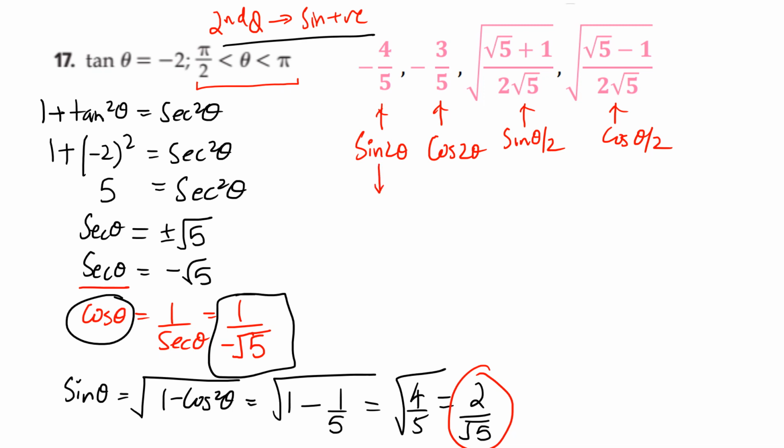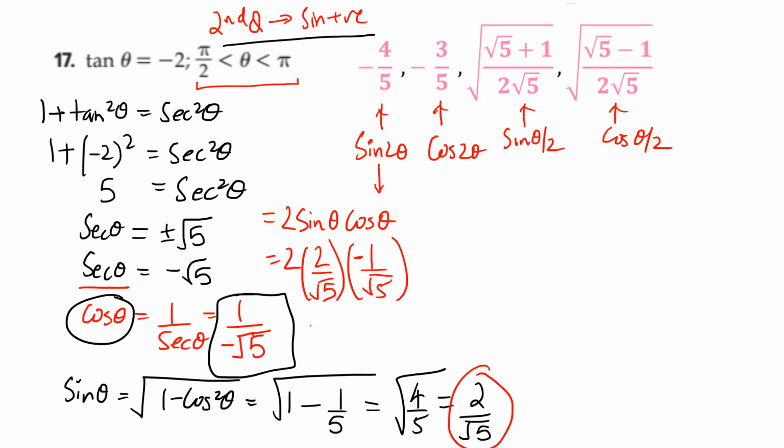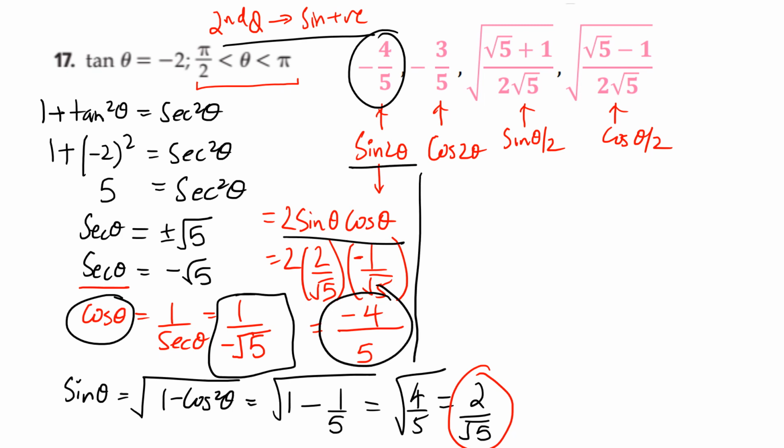Let's find sine 2 theta. So this is 2 sine theta cos theta. I put the value. Sine theta is 2 over square root 5. Cos theta is 1 over square root 5. Don't forget the negative sign. So in the denominator, radical 5 with radical 5 is 5, and 2 with 2 is 4. So minus 4 by 5. So that's correct. As you can see, minus 4 by 5 is the answer for sine 2 theta. So we are done. Let's go to cos 2 theta.